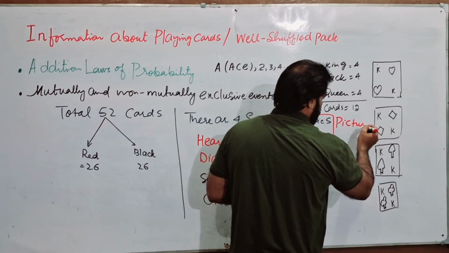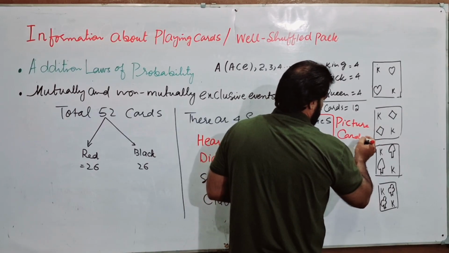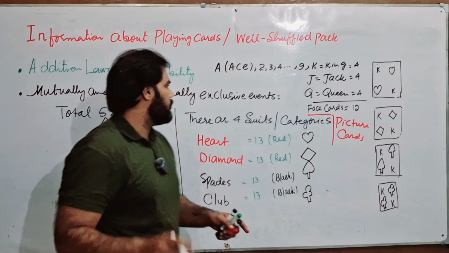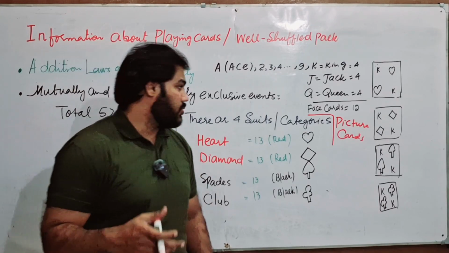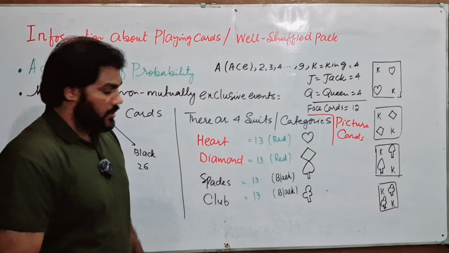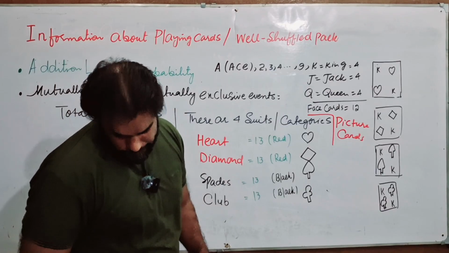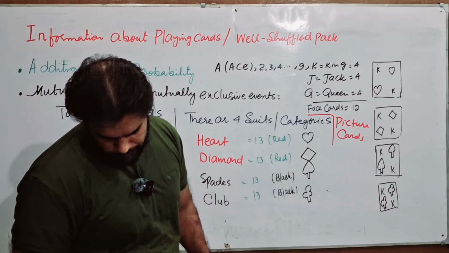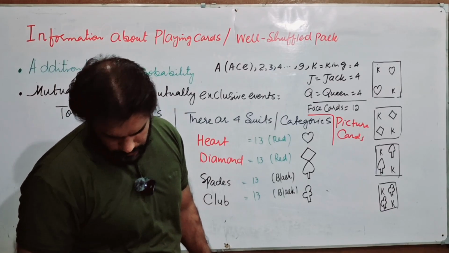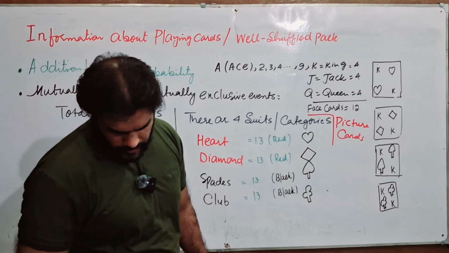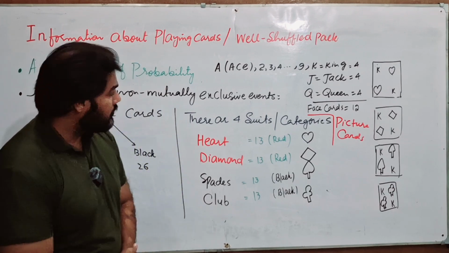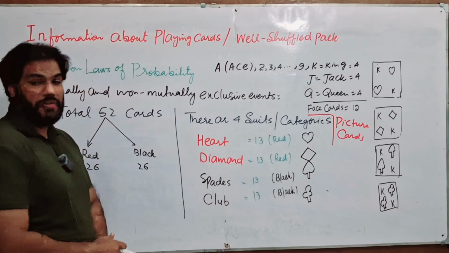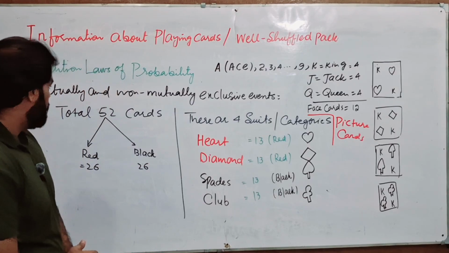So out of the total 52, there are 12 picture cards, also called face cards. This is the total information about a well-shuffled pack or playing cards.